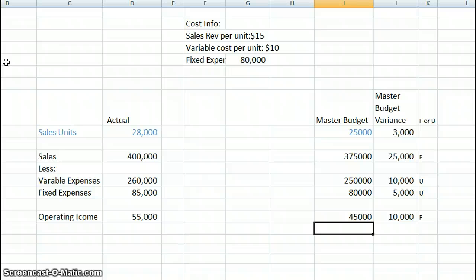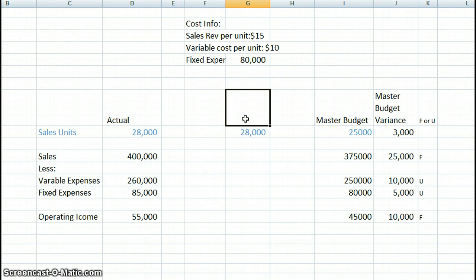So we're really not comparing apples to apples. We're kind of comparing apples to oranges. To get a better picture of how we really performed, we should prepare a budget for 28,000, which is our actual volume of units sold. We call this budget a flexible budget. So we have our master budget, which we prepared for 25,000 units in sales. Now we're flexing it to reflect actual sales. Actual sales were 28,000, so we're preparing a flexible budget to reflect actual sales so we can compare our actual numbers with a flexible budget.